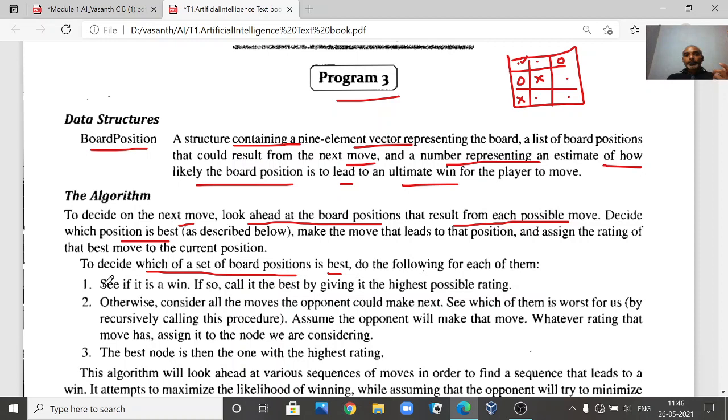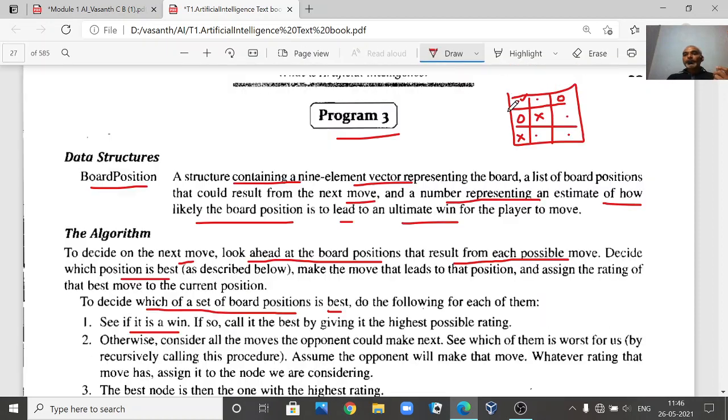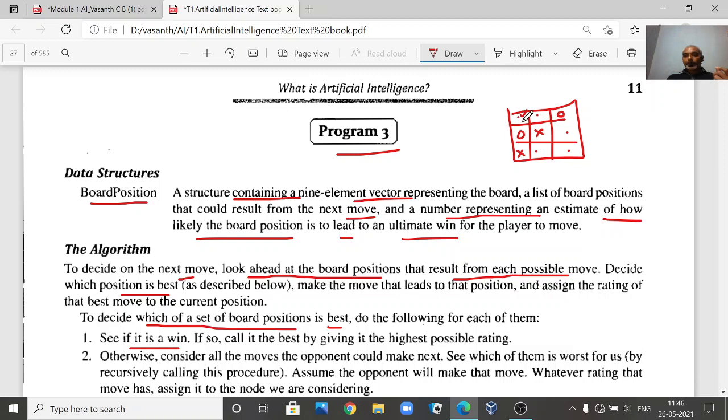Now, first step, what we are doing: we see if we are going to win. If I mark X here, am I going to win the game? If I am going to win the game, then I will call it the best, this is my best move, and I give it the highest rating, right?